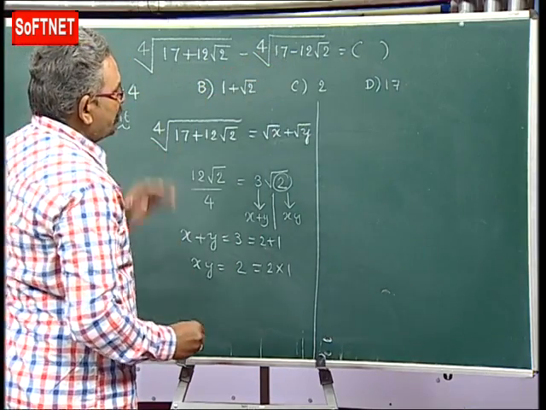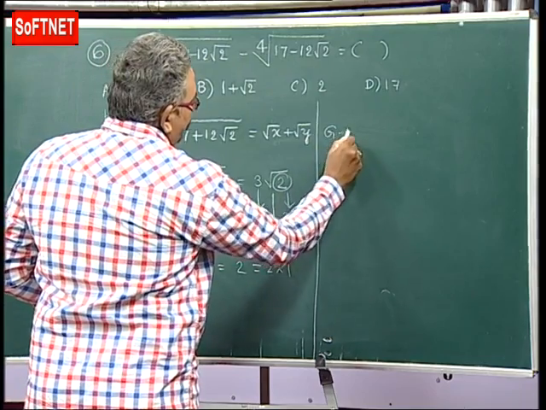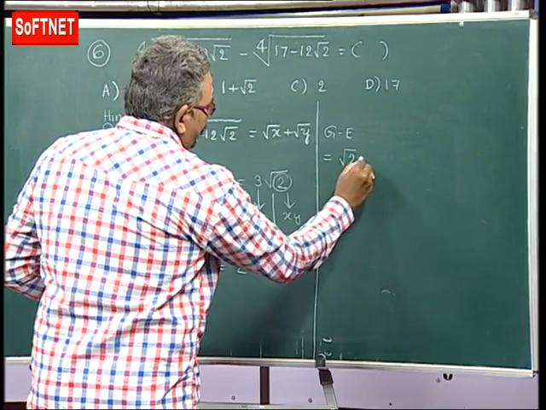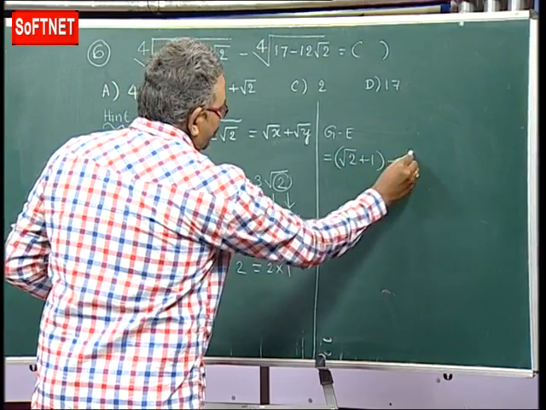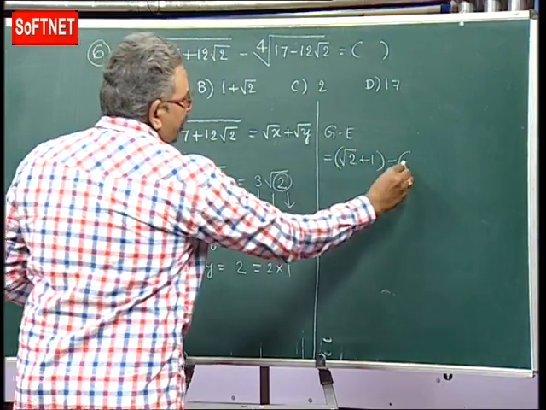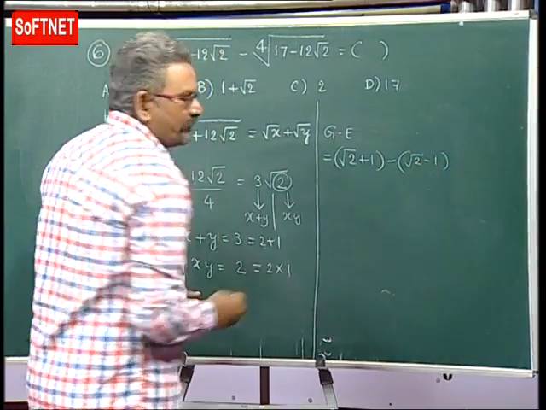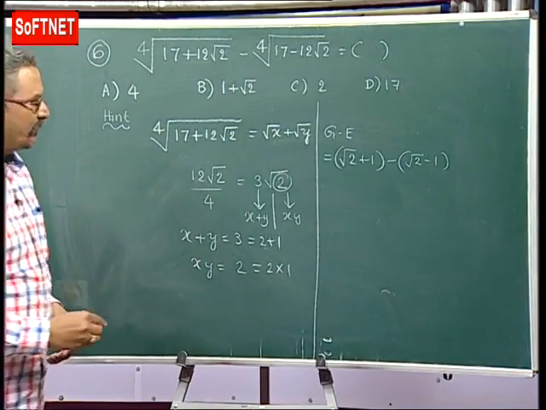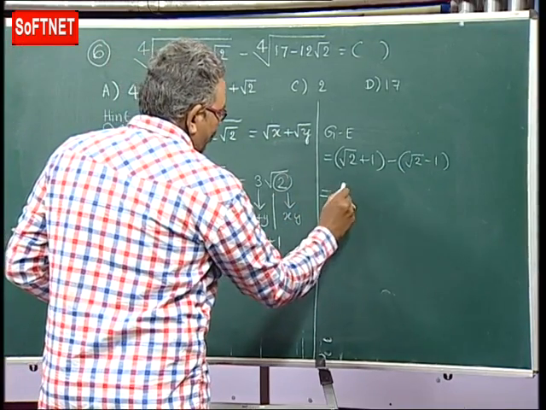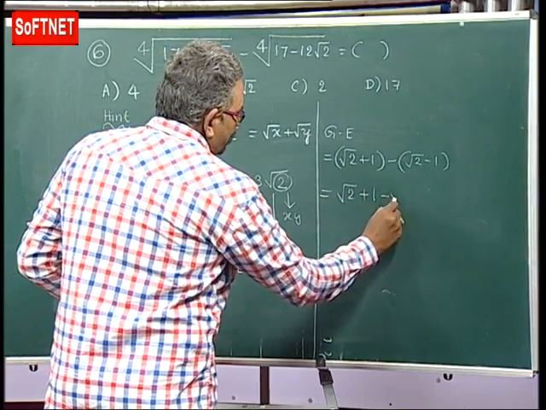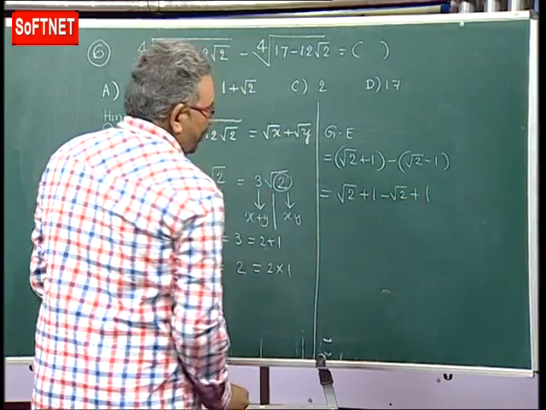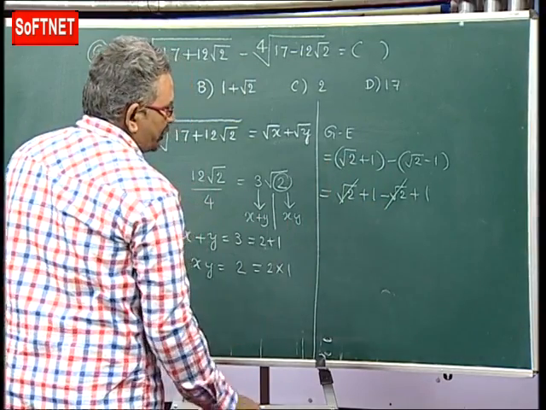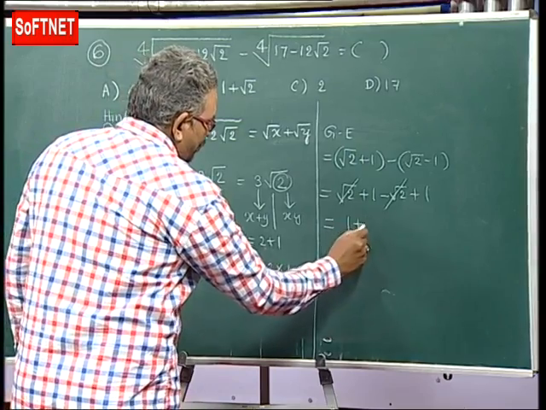This will be root x minus root y for the conjugate. So the given expression becomes root 2 plus 1, and minus the conjugate of this one, root 2 minus 1. Just open the brackets, remove the brackets. So root 2 plus 1 minus root 2 and plus 1. Now plus root 2 minus root 2 gets cancelled. So what is remaining? 1 plus 1, so 2.